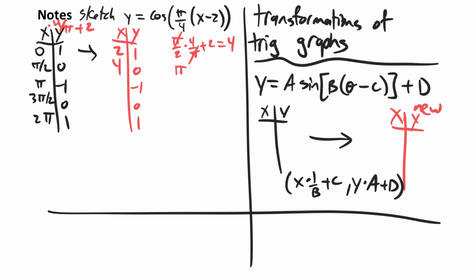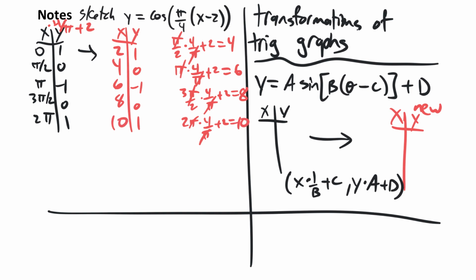Okay. Pi times 4 over pi plus 2. The pi's cancel, and you get 6. 3 pi over 2 times 4 over pi. The pi's cancel. 3 times 4 is 12. Divided by 2 is 6, plus 2 is 8. And then the last one, 2 pi times 4 over pi plus 2. Pi's cancel. 2 times 4 is 8, plus 2 is 10.